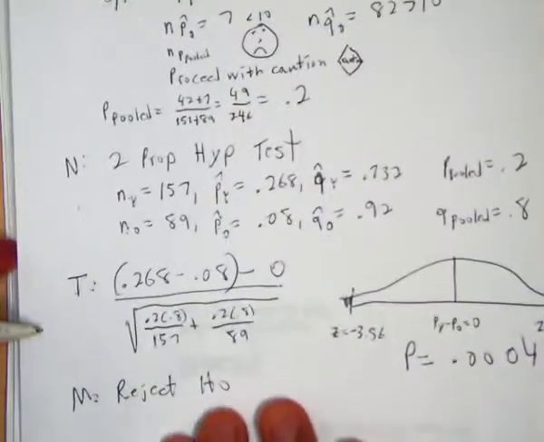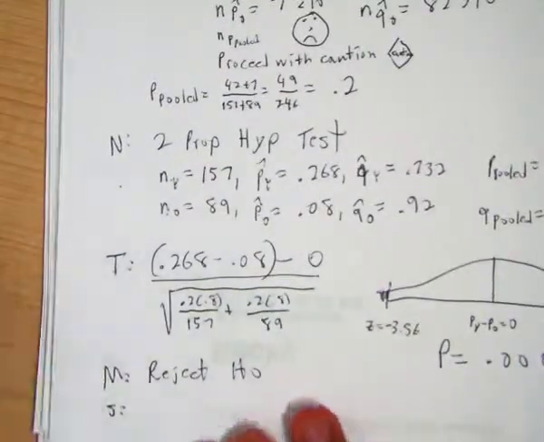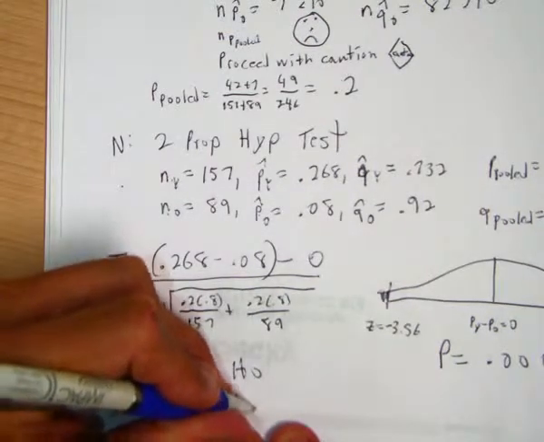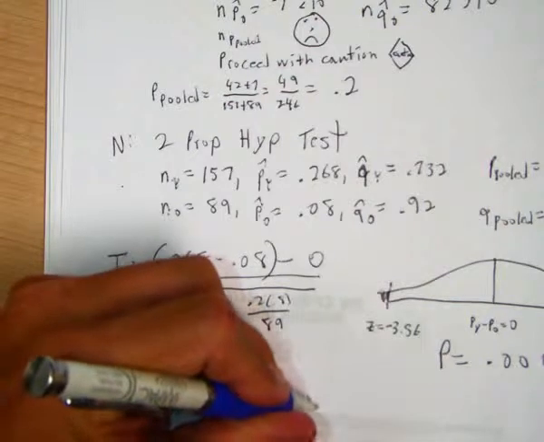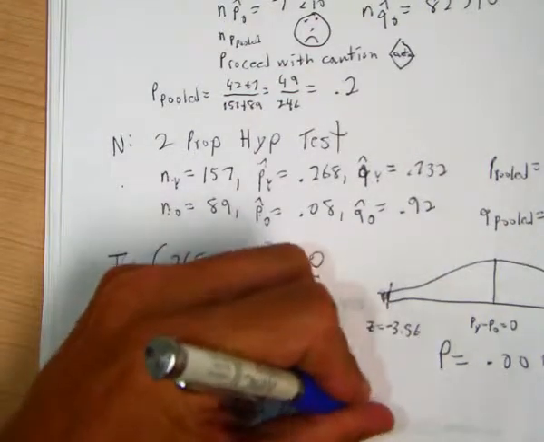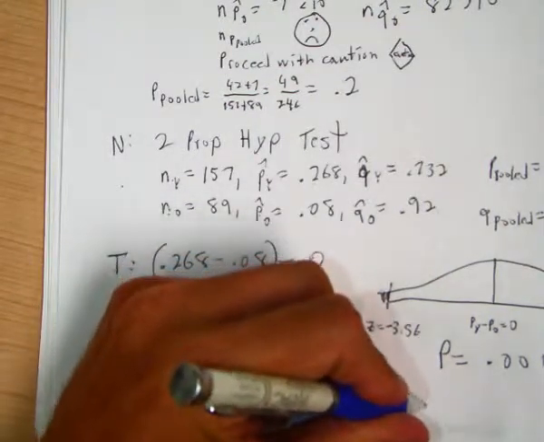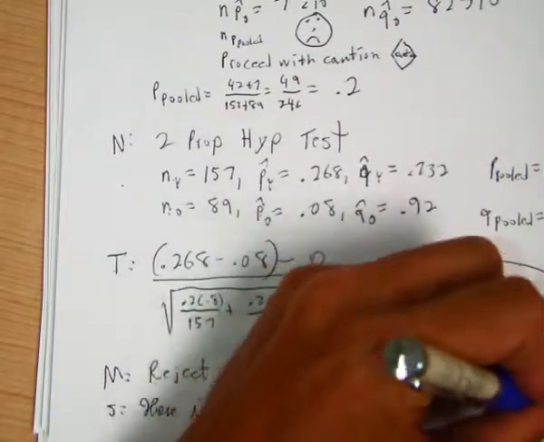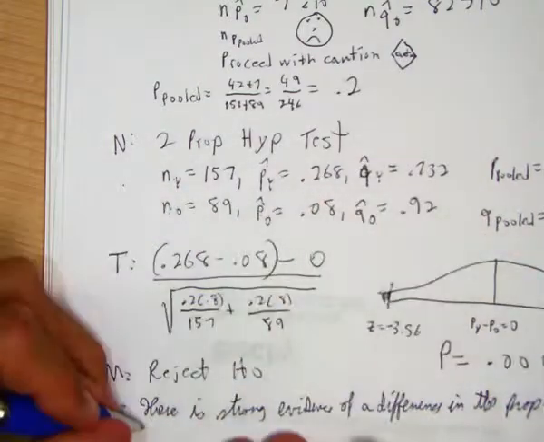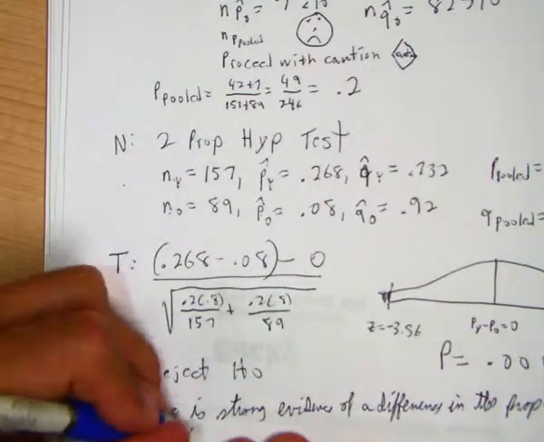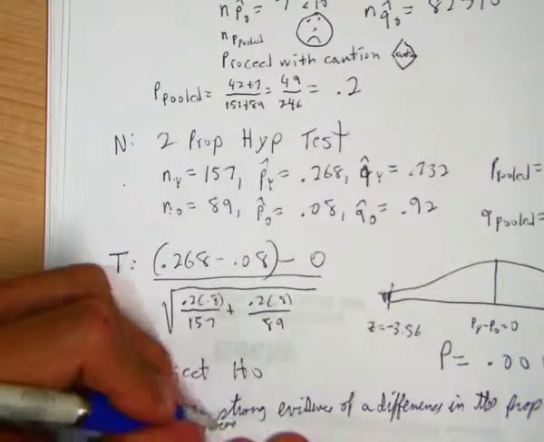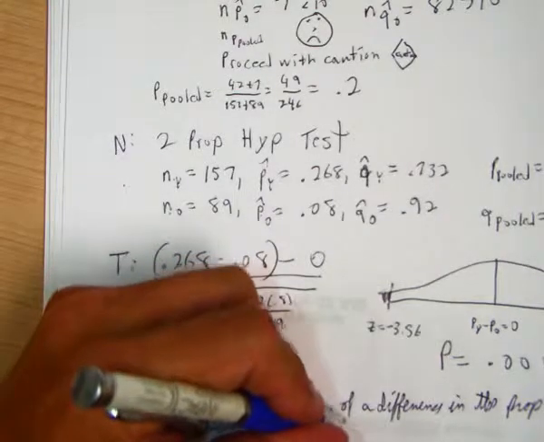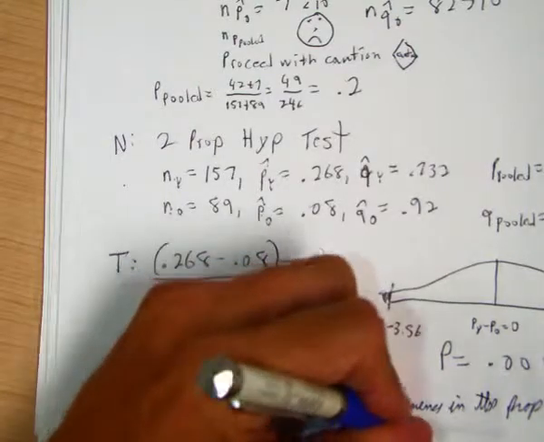And then state the conclusion: there is strong evidence of a difference in the proportion of live births between women under 38 and 38 and over.